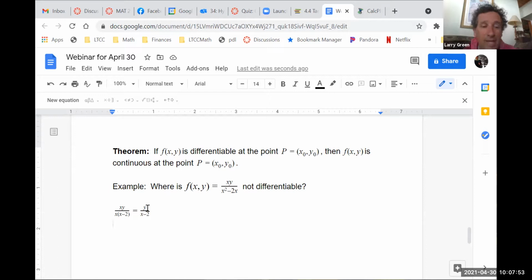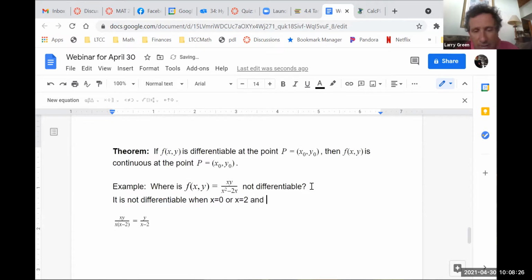So beware, be careful. You can't do that to find out it must be differentiable when x is 0. You're not allowed to cancel top and bottom like that when you're getting rid of a 0 over 0. So the answer to this is it's not differentiable when x equals 0 or x equals 2. And anyway.